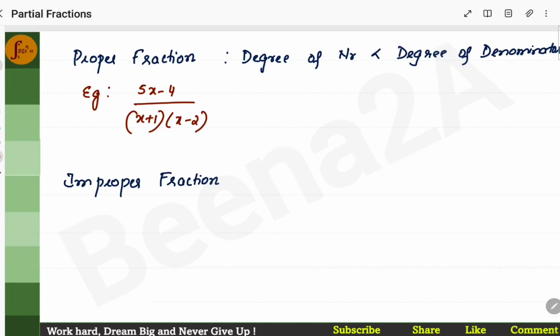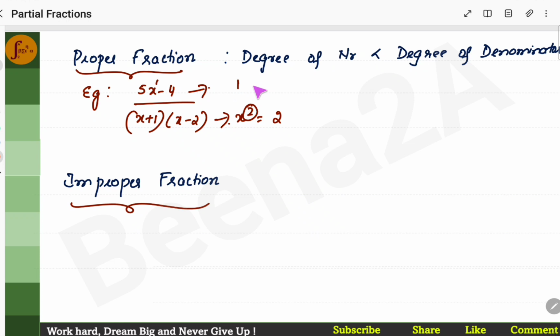Now before we solve partial fraction problems, we'll have to understand what is a proper fraction and what is an improper fraction. Now what is a proper fraction? You first find the degree of numerator and degree of denominator. Now what is the degree of numerator? It is the highest power. So what is the degree here? It's 1, right? Because x has no power, which indicates it's 1. And here when I multiply x and x, I'll get x square. So the degree is 2.